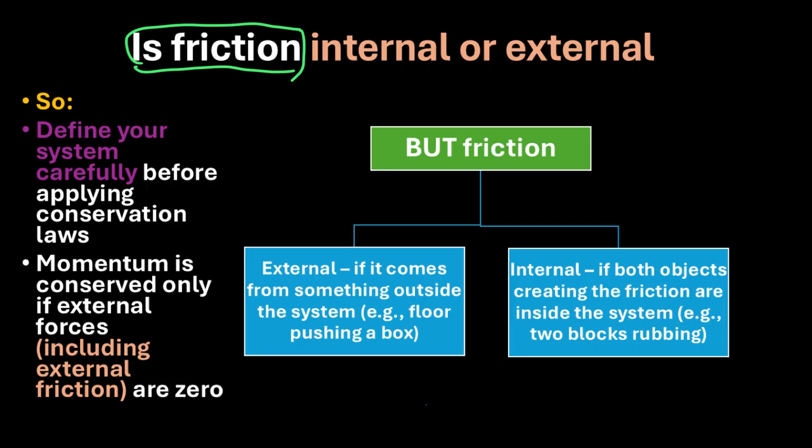See, friction can be considered to be external if it comes from something outside the system. It can be considered to be internal if both the objects creating the friction are inside the system. Exactly, as it has flashed in your mind, defining what your system is will in turn influence whether friction is internal or external.